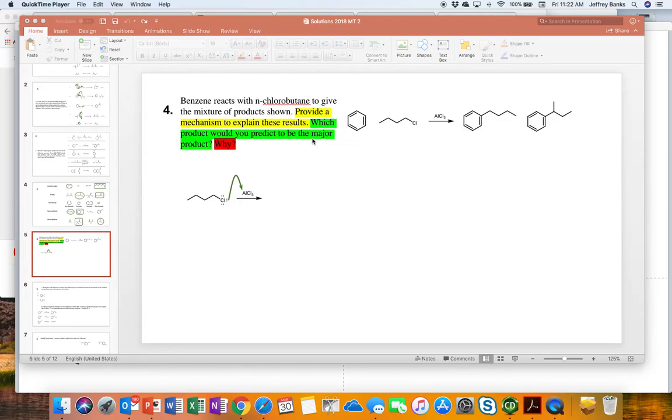I've highlighted these because it's a good idea to underline in the question everything that's asked, so that when we're done we can make sure that we answered all of the questions that are here. So as you can see, I've started off.